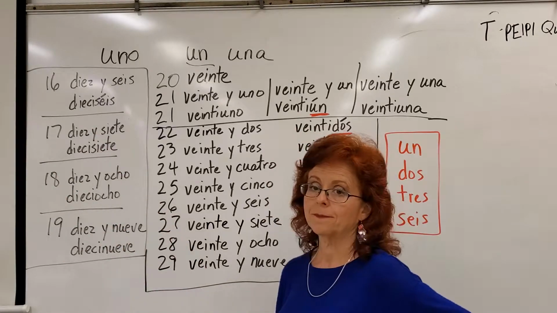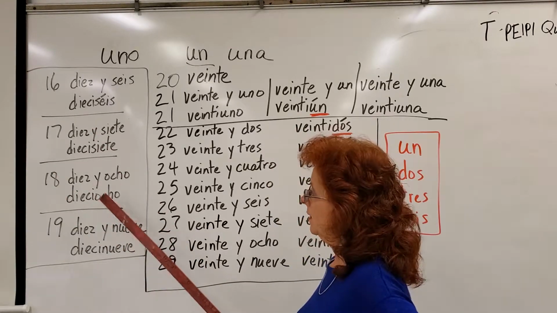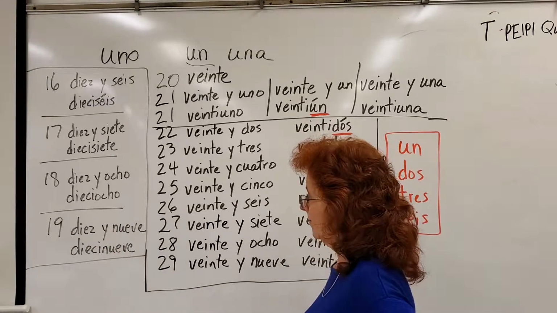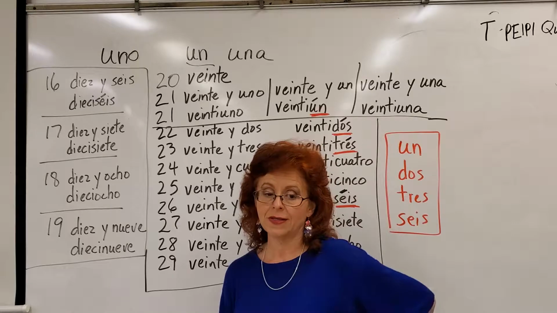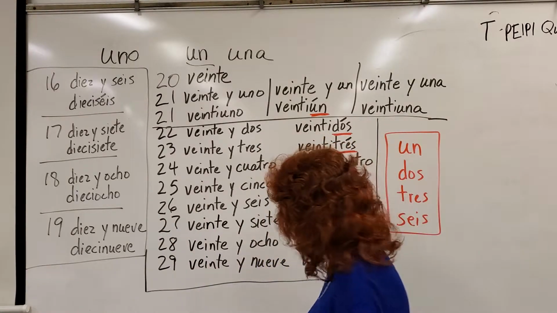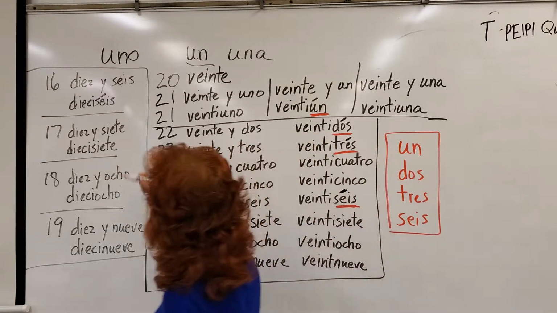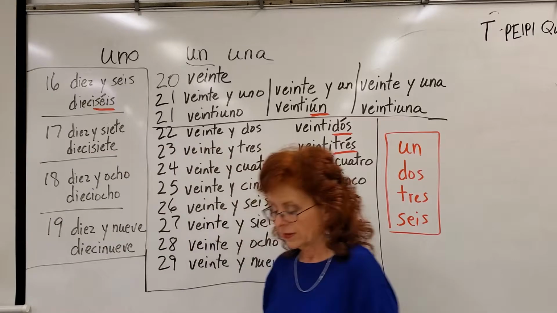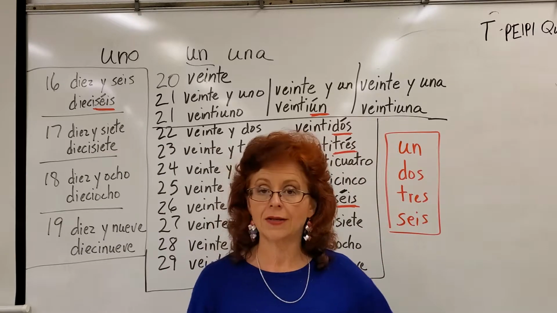17, 18, 19. 10 and 7, 10 and 8, 10 and 9 is the way you'll do those. And I do need to mark one more thing here, right here. So why do I have some of these underlined in red?